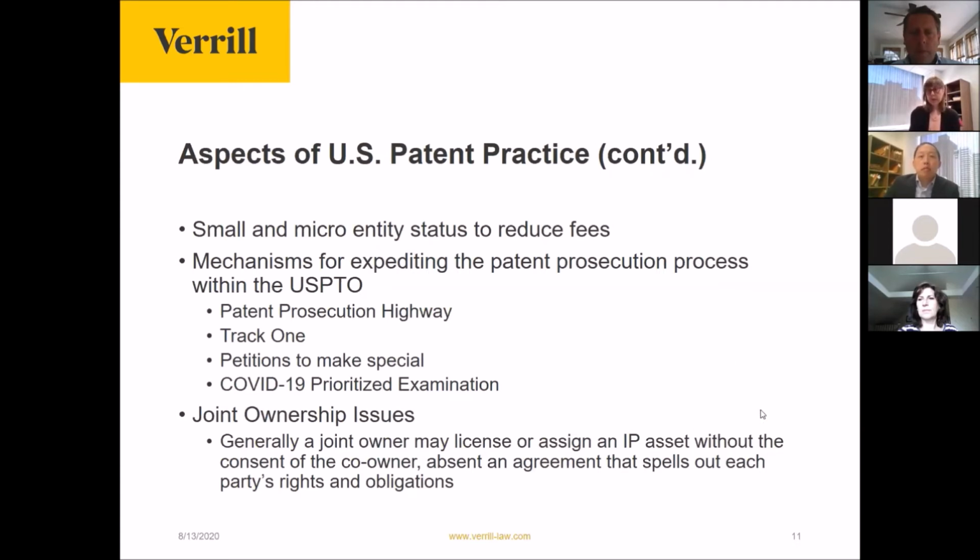It's important to make sure that you've got all your agreements in place to make sure any inventors have assigned to the company. And if you're considering joint ownership in any format, think about how you want to handle this matter.